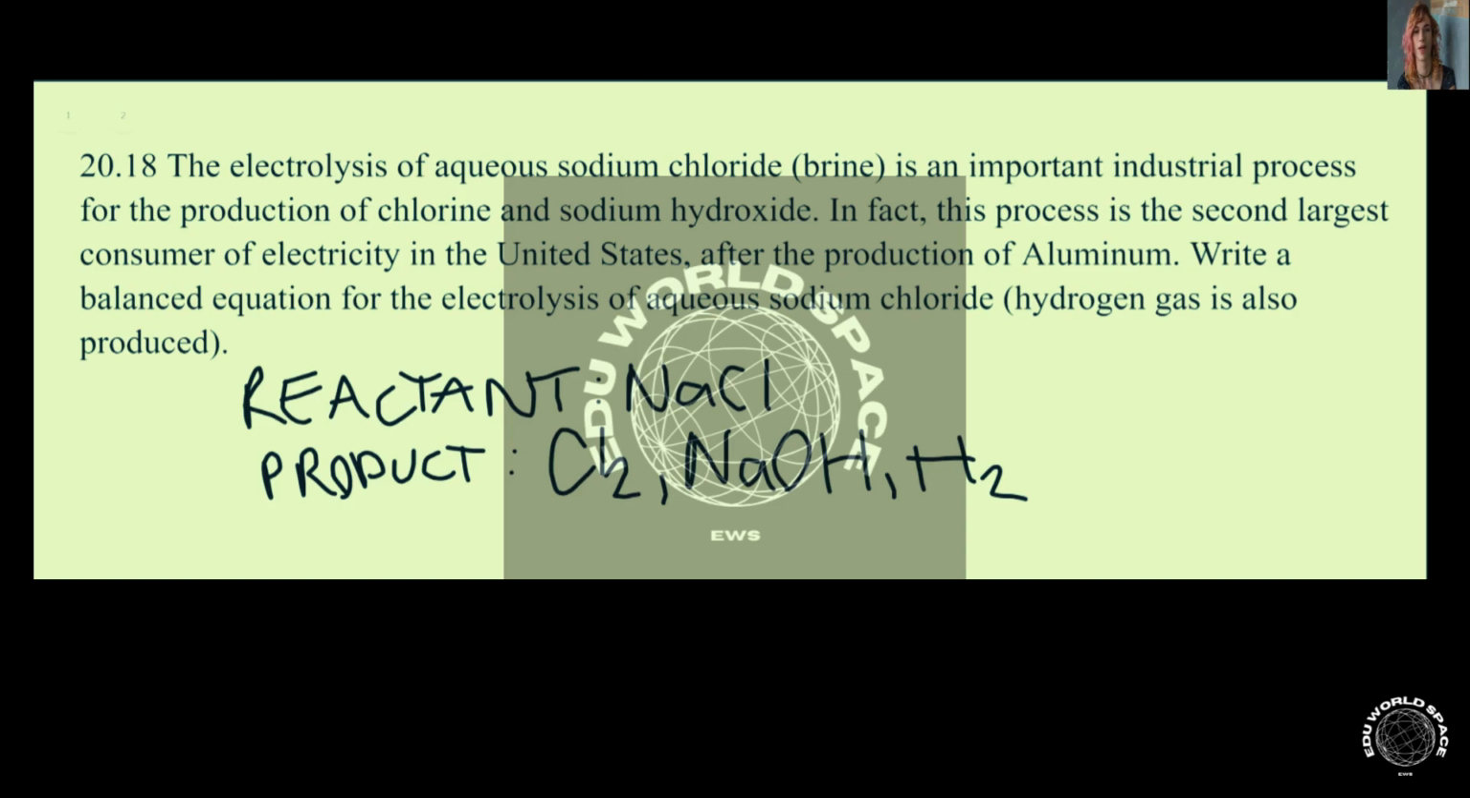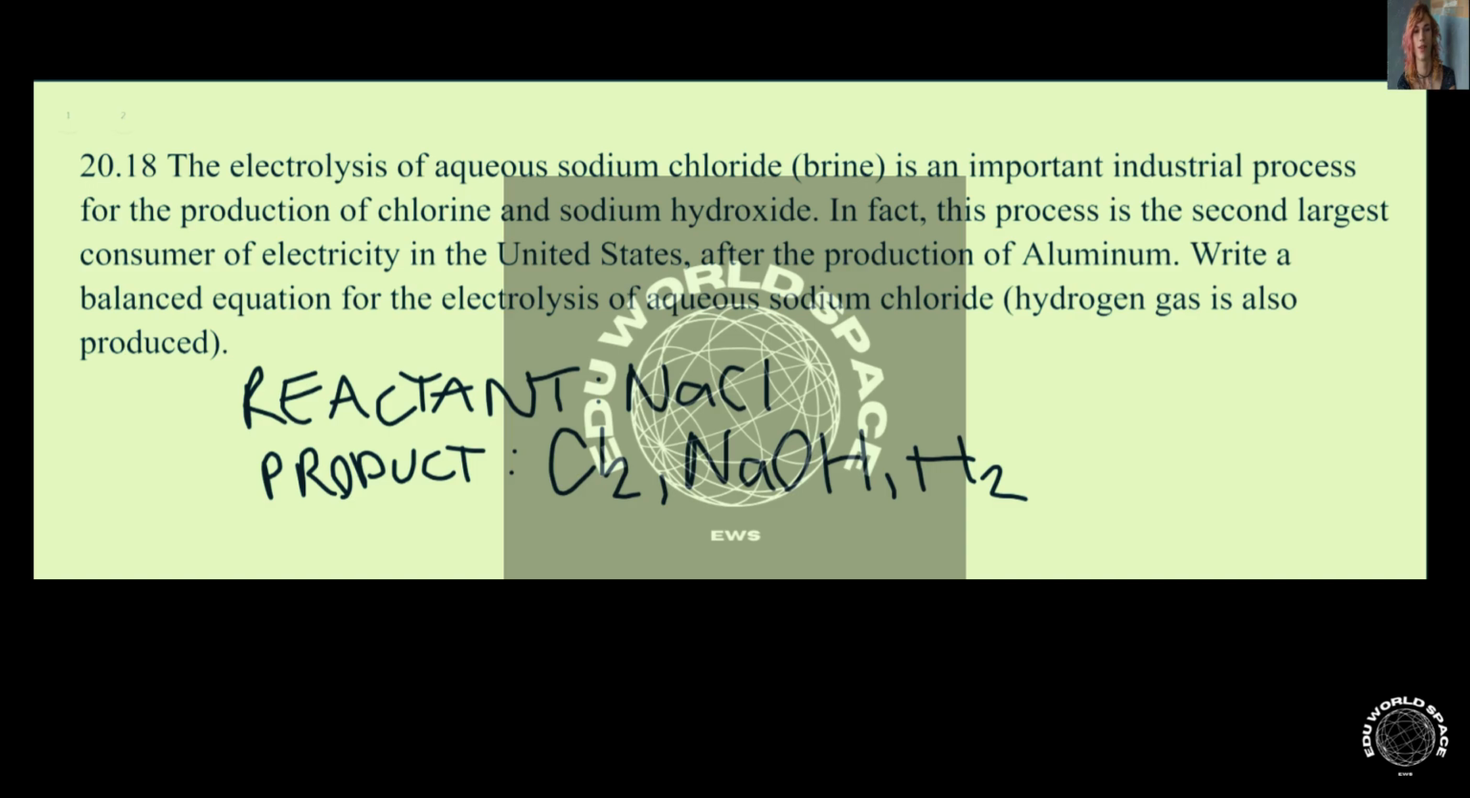Hydrogen gas is also produced. So we're trying to write a balanced chemical equation. Before we do, let's write out what our reactants and products are. We're talking about the electrolysis of aqueous sodium chloride, so one of our reactants is sodium chloride. And then we know that we're producing chlorine and sodium hydroxide, so we have Cl2 and NaOH as our products. And then we're told we also produce hydrogen gas, so we also produce H2.